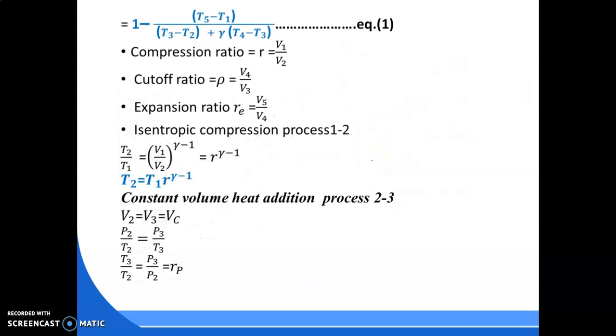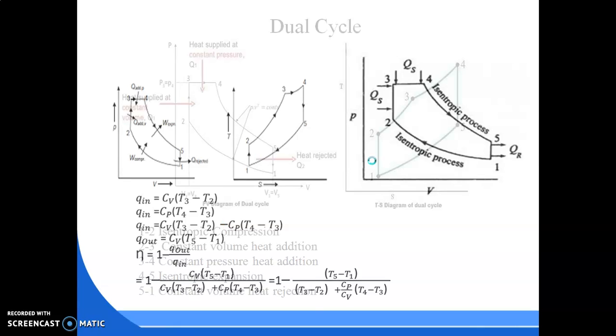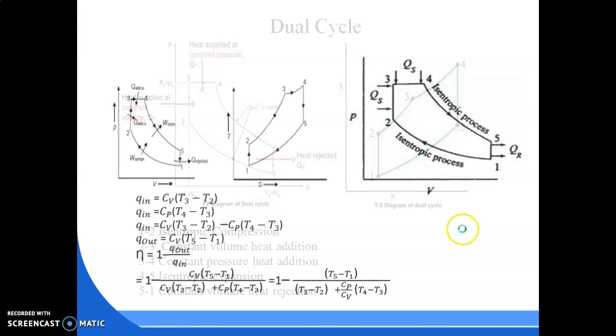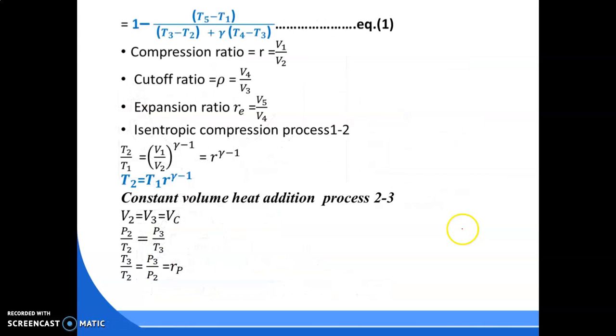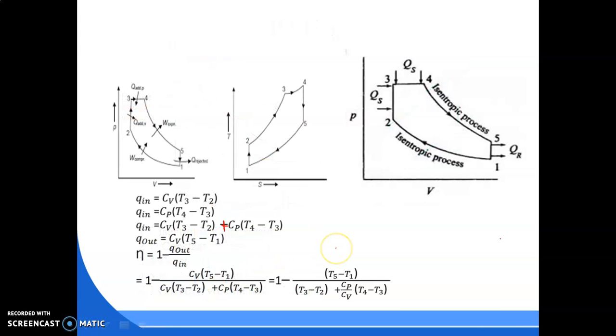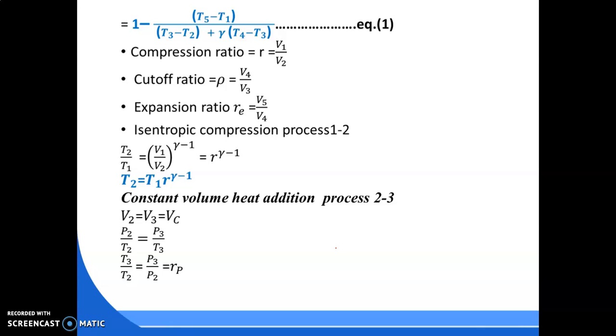Then what is cutoff ratio? Cutoff ratio is where the fuel supply ends. Fuel injection will start at point 3, and the fuel supply will end at point 4. So V4 by V3 will give you the cutoff ratio. And what is expansion ratio? Expansion will start at point 4 and end at point 5. So the volume after expansion is V5, and before expansion is V4. So V5 by V4 will give you the expansion ratio.